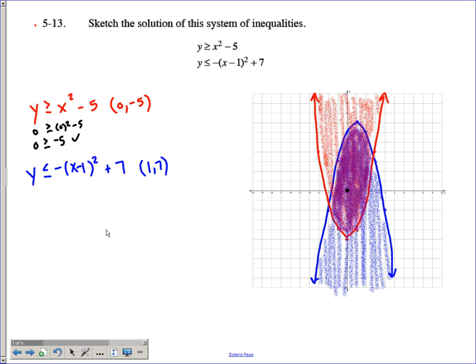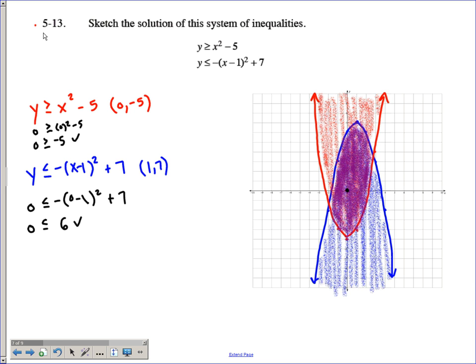Plug it into the second one. 0 is less than or equal to the opposite of 0 minus 1 squared plus 7. Well, we got 0 is less than or equal to, 0 minus 1 is negative 1. Negative 1 squared is 1, but then we're going to take the opposite of it again. So we have negative 1. Negative 1 plus 7 is 6, which is also true. So our solution appears to be correct.